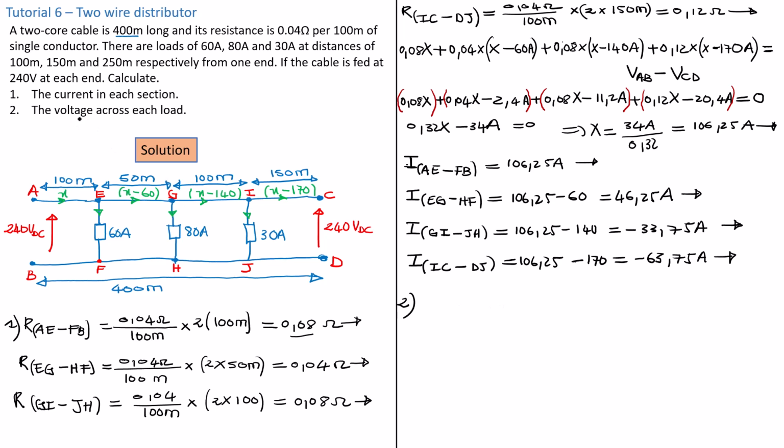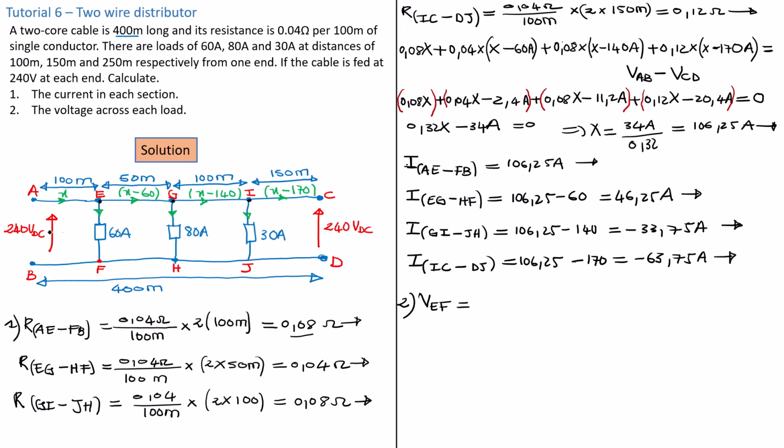Question 2 is the voltage across each load. Now this is very simple. Regardless of which direction you calculate your voltage on each one of these sections, you are still going to get exactly the same voltage at each one of these points, because your circuit is basically verifying.